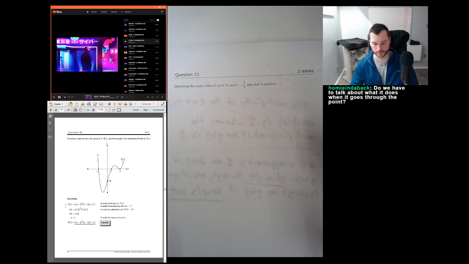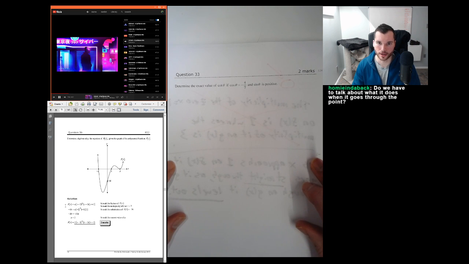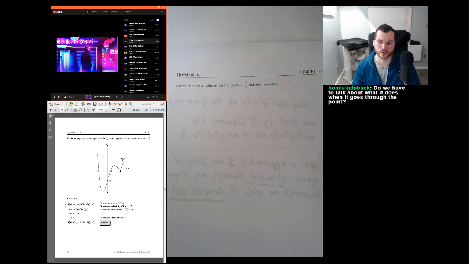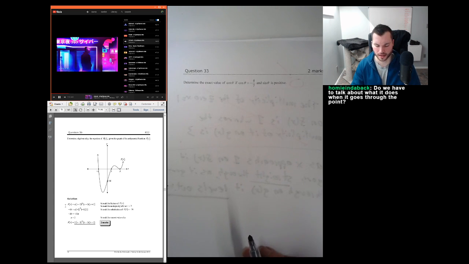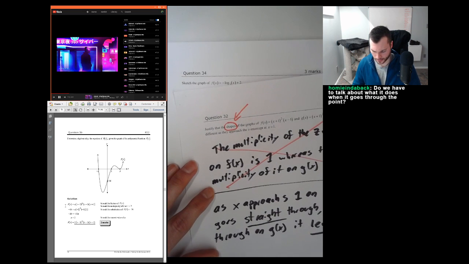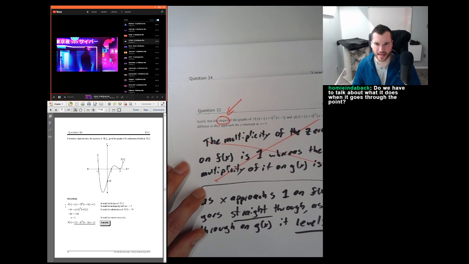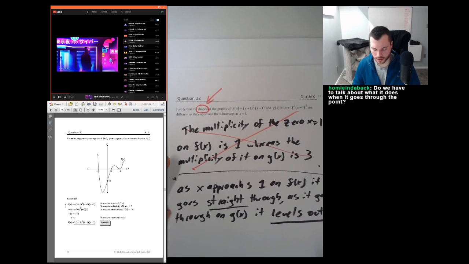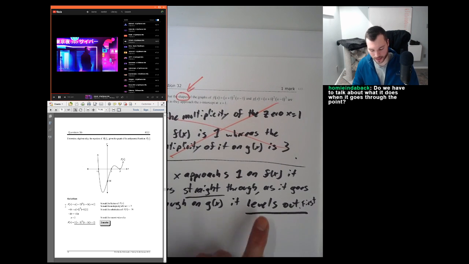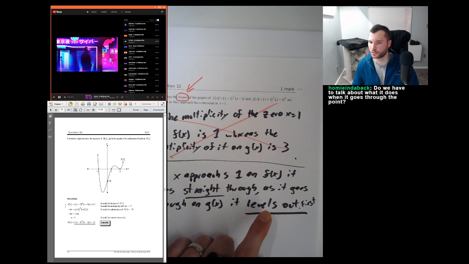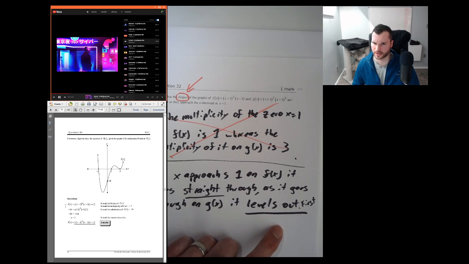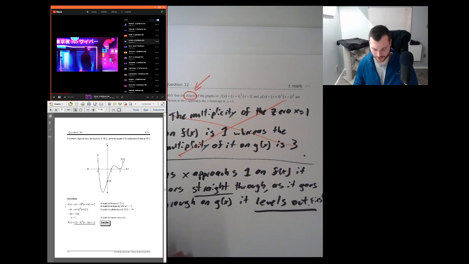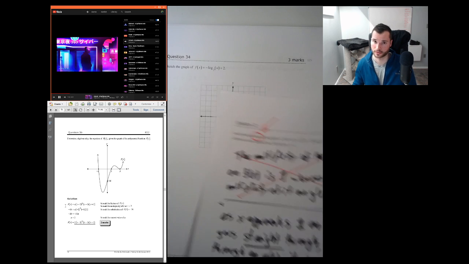Oh wow, more trig. I like it. More reciprocal trig. Nope, we don't have to. Do we have to talk about what it does when it goes through the point? I mean, we kind of did. You could say, as long as you're talking about the shape, right? You gotta say something like this, levels out. You gotta say something about how it goes through that point differently. You could talk about that in different ways, but make sure in your justification or description you got the leveling out. That's important.